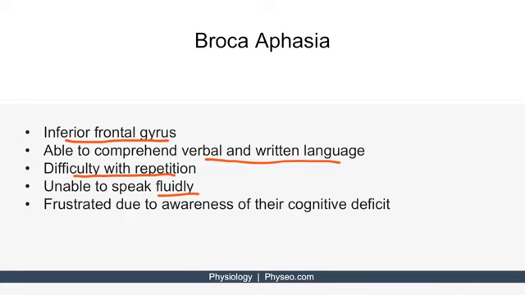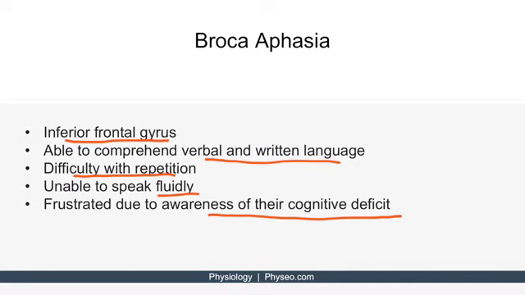Fluidity refers to the ability to speak in a melodic and convincing manner. Hopefully, after we go through some questions later in this lecture, you'll be more comfortable with fluidity. Because patients are able to comprehend verbal and written language, they recognize their difficulty with language and become frustrated. So these patients are often frustrated due to the awareness of their cognitive deficit.